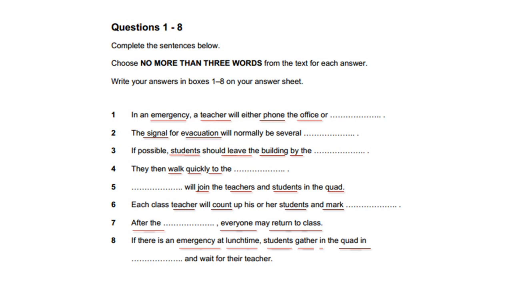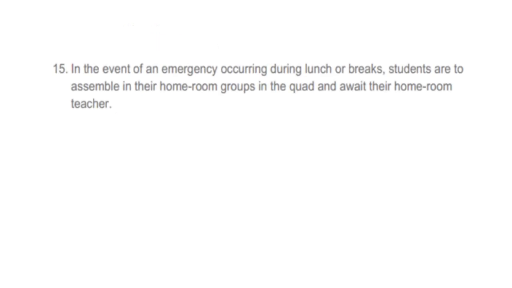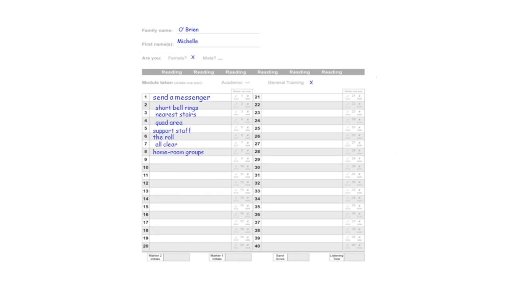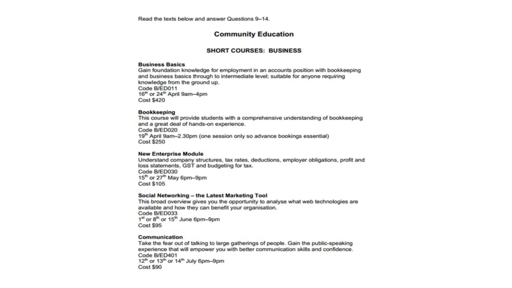Answer 8 should appear after answer 7 in the text, so start reading from where you got answer 7 from. It says, in the event of an emergency occurring during lunch or breaks, students are to assemble in their home groups in the quad and await their homeroom teacher. It is clear that the missing words are homeroom groups. So on your answer sheet, write homeroom groups for the 8th answer. Then go back to the question sheet and look at question 9.